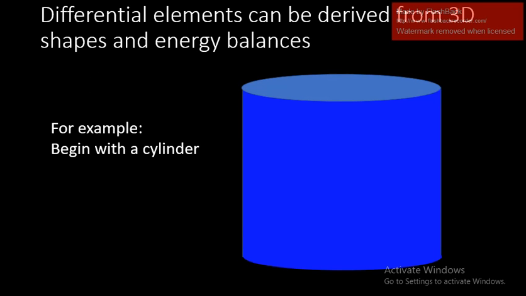Differential elements can be derived from three-dimensional shapes, and energy balances can be applied to create a temperature gradient throughout the object, which will help you identify what the temperature is at individual points. The problem is, we don't have a way to do that mathematically, so we need to do it numerically.